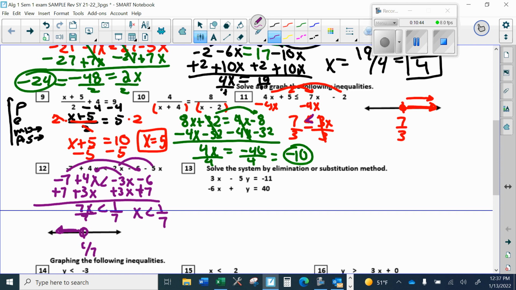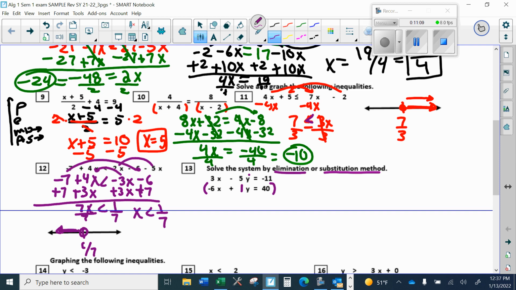Okay, 13, solve the system of equations by elimination or substitution. If you are much better at one than the other, then go ahead and do that one. I usually always use elimination. Okay, but if you need to use substitution, you can because you have a 1y there. So I could solve that for y by adding the 6x across and have y equals 6x plus 40, and then substitute that in for that y right there. But I like to use elimination.